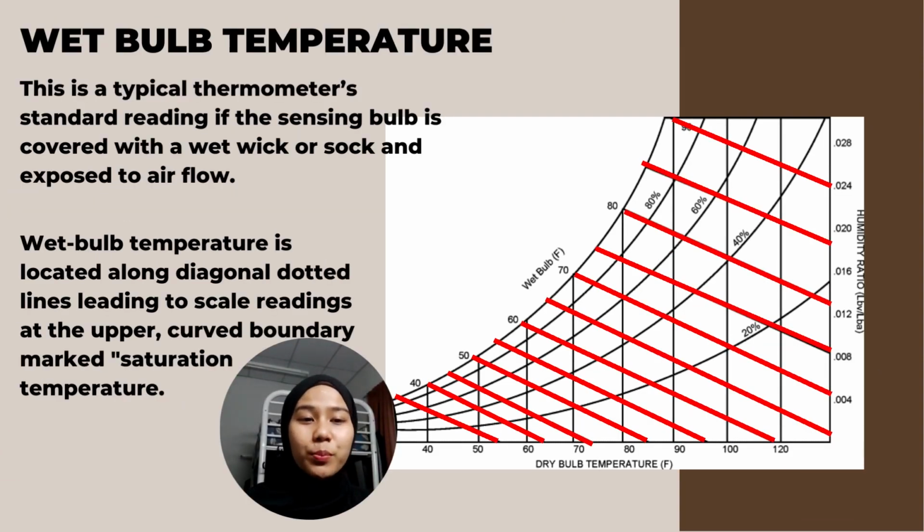Lastly, wet bulb temperature. This is the temperature reading if the sensing bulb is covered with a wick or sock and exposed to airflow. Wet bulb temperature is located along diagonal dotted lines leading to a scale reading at the upper curved boundary marking saturation temperature.